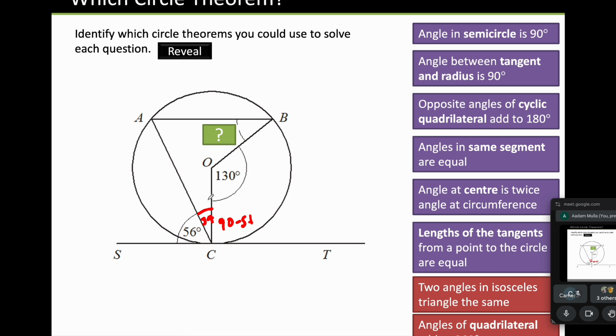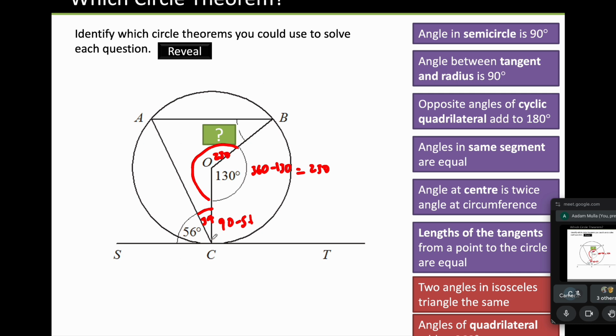The second one that I said you could find, I think I would go with this one. You've got angles around a point. I don't think I've mentioned this so far today, but angles around a point add to 360. So these two add up to 360. So 360 take away 130 equals 230. So that angle is 230.